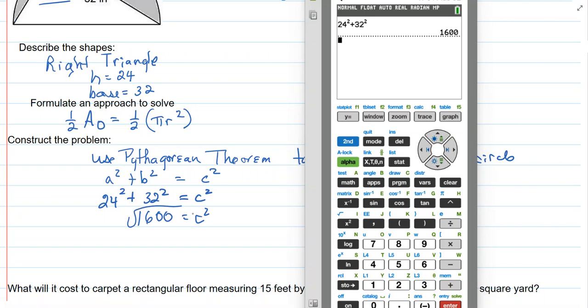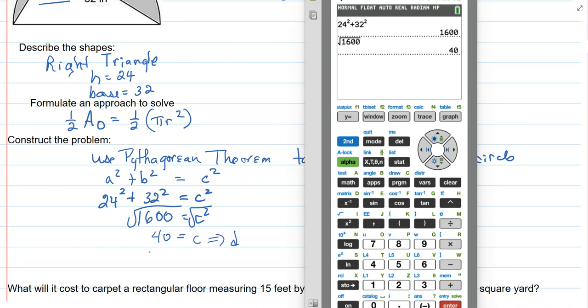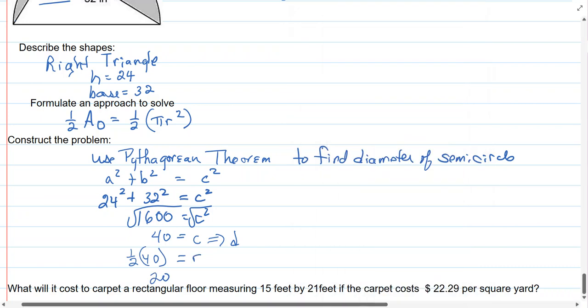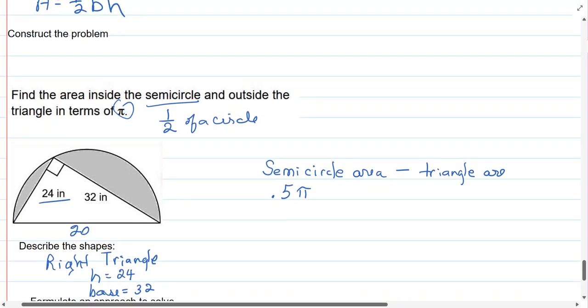I'm going to take the square root to find the root value. Second x squared and put the 1600. 40 equals the c, which equals the diameter. I need 1/2 of the diameter to get the radius, and that's 20. All right. So now I have that. This is 20.